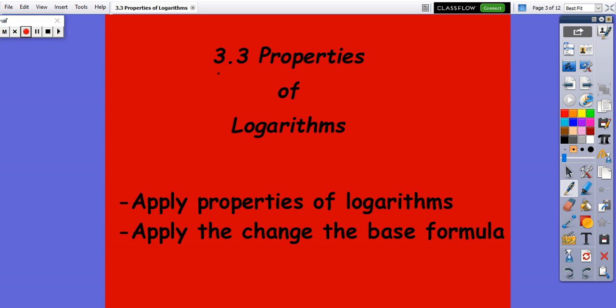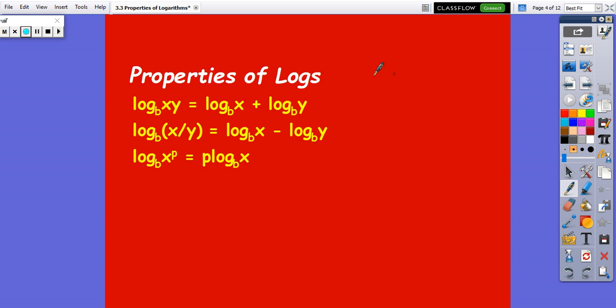All right, this is lesson 3.3, properties of logarithms. We're going to apply properties of logarithms and apply the change of base formula. So the first thing you need to know is that with our properties of logarithms, these can actually go both ways. So don't just think you can go one way, you can go back and forth.